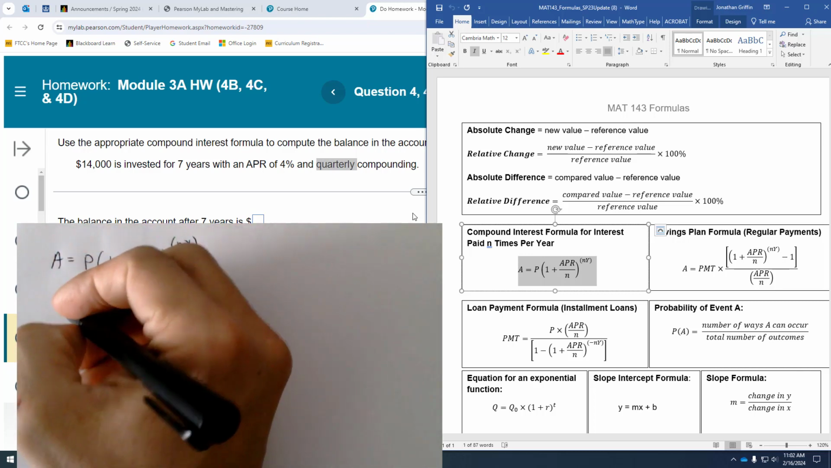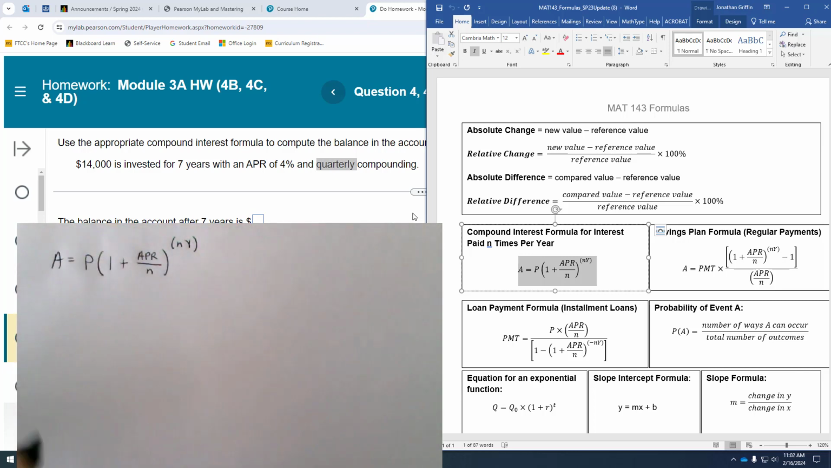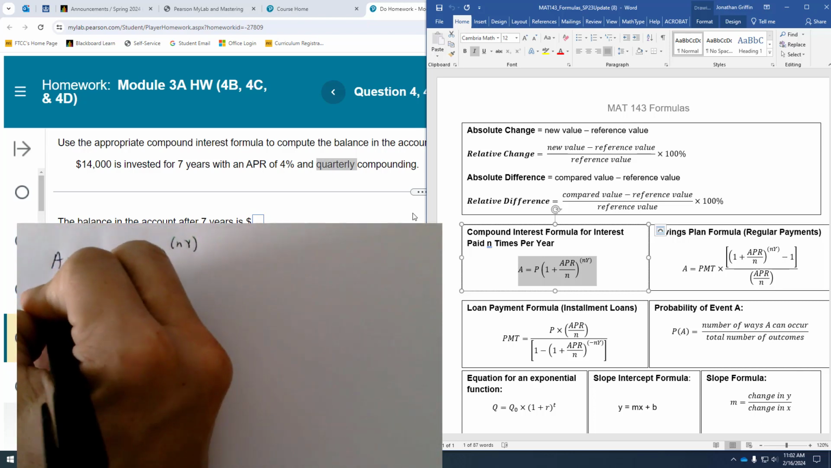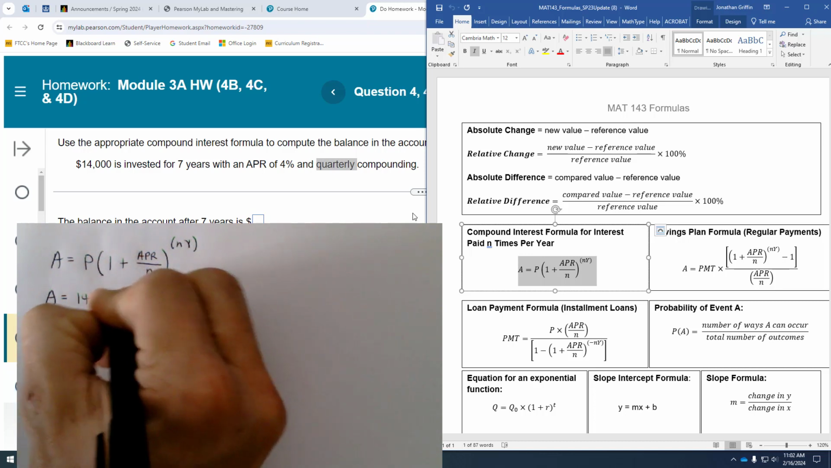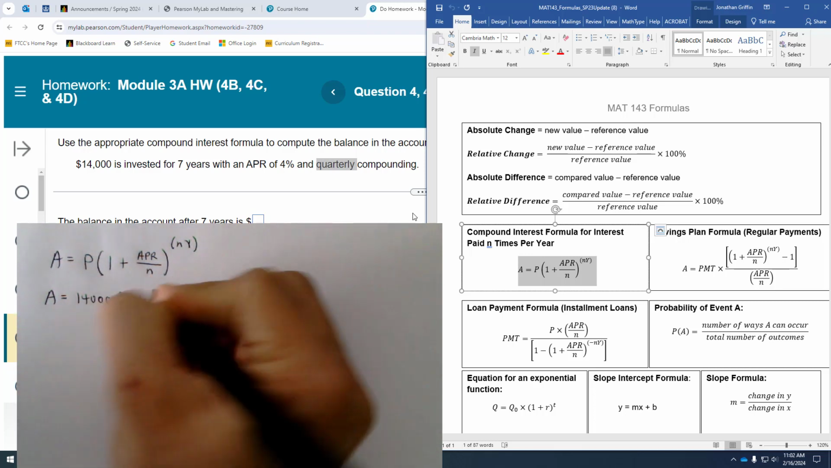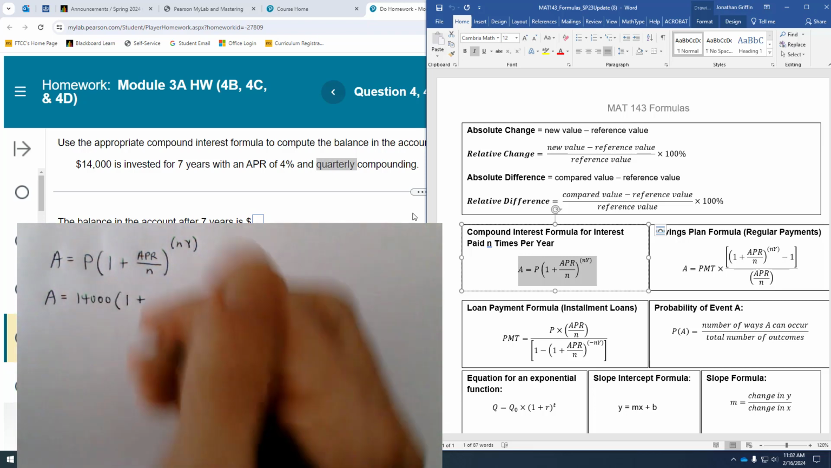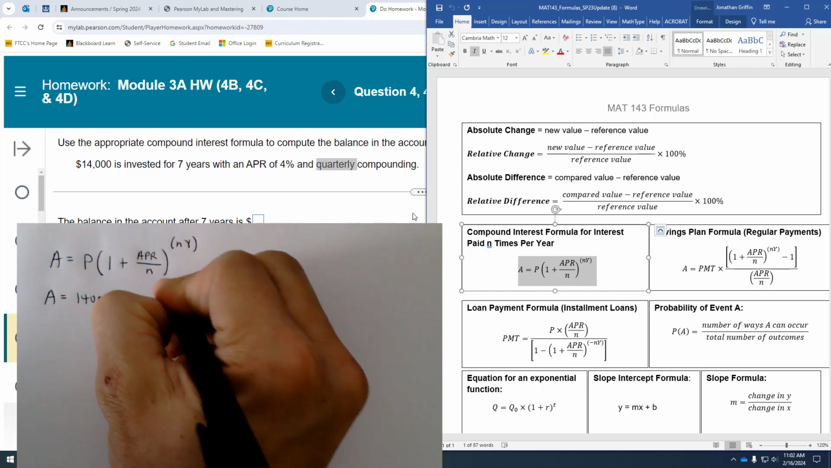So let's plug everything in that we know. We're looking for the A. We're looking for the accumulated value, the final value. So we're going to say we took 14,000 times 1 plus the rate, again, was 4%. As a decimal, that's 0.04.